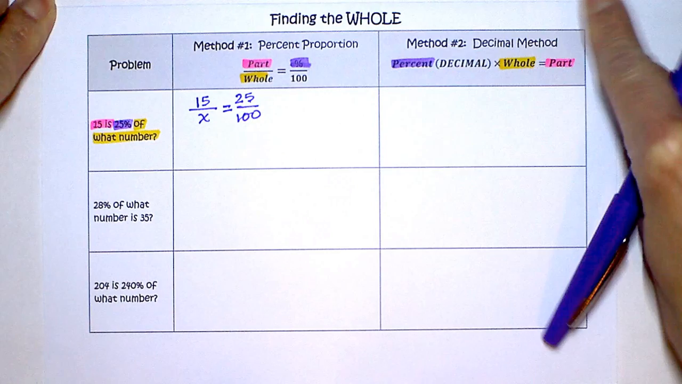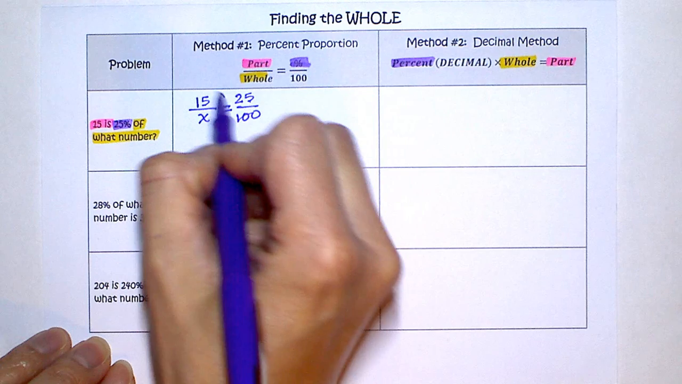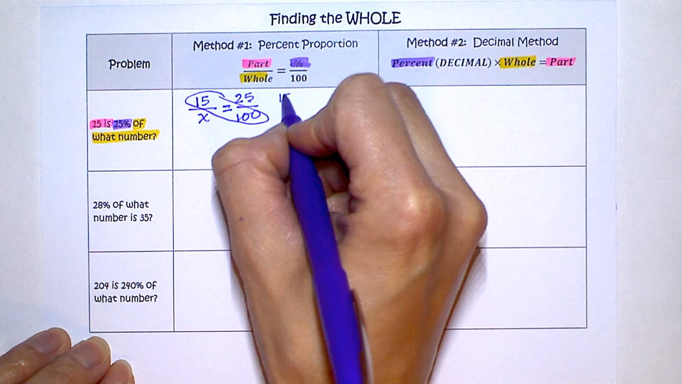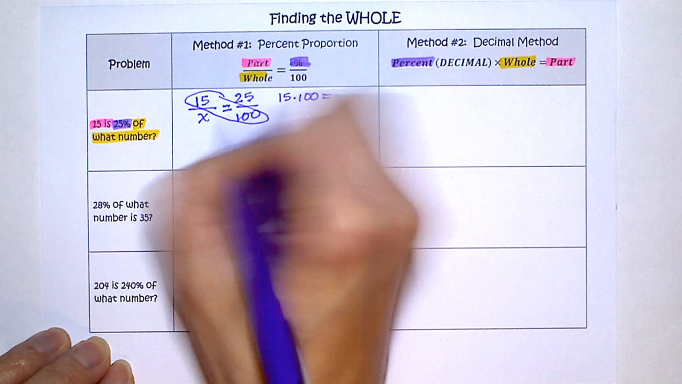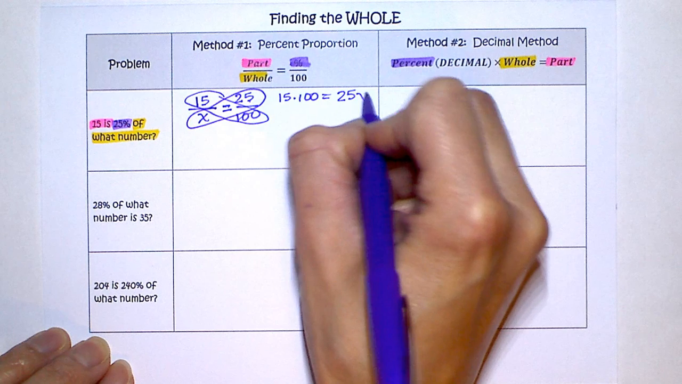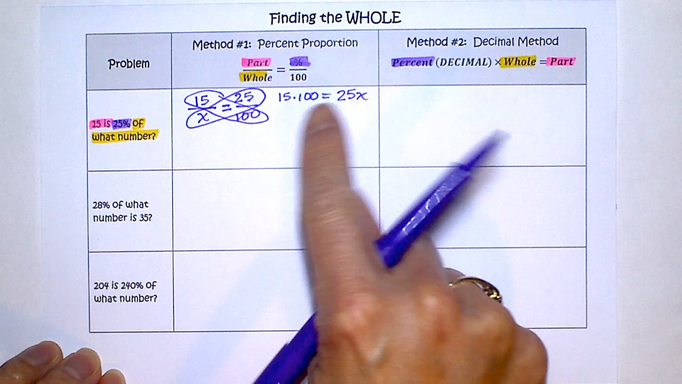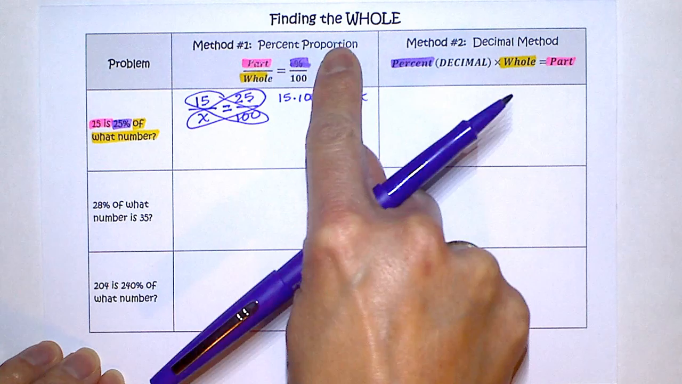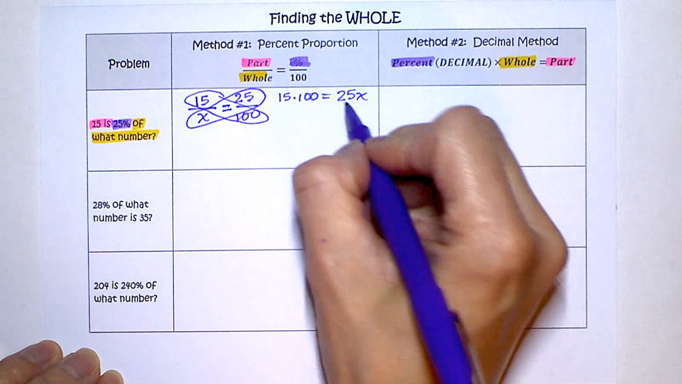Now, using the proportion method, we're going to do our cross products. So 15 times 100 equals x times 25. So I write that as 25x. And then to solve this equation, because a proportion is just an equation, we're going to divide both sides by 25.